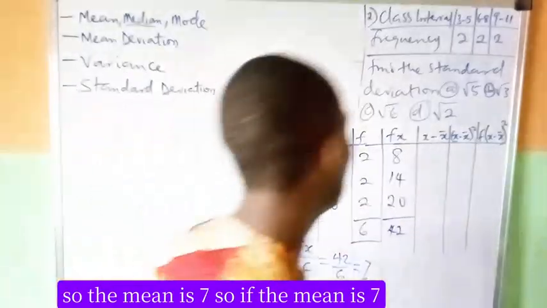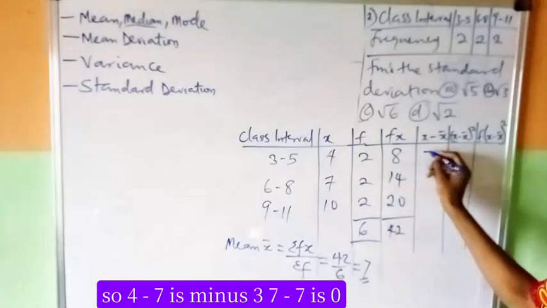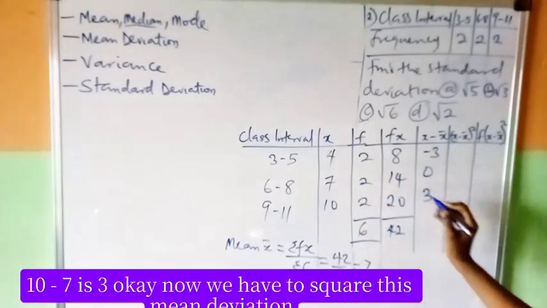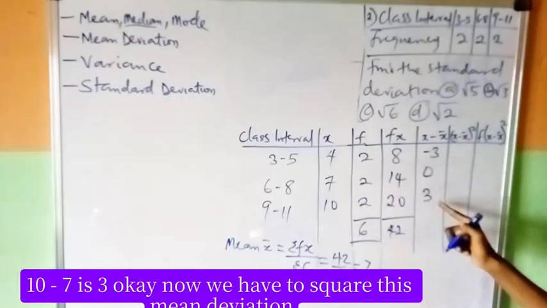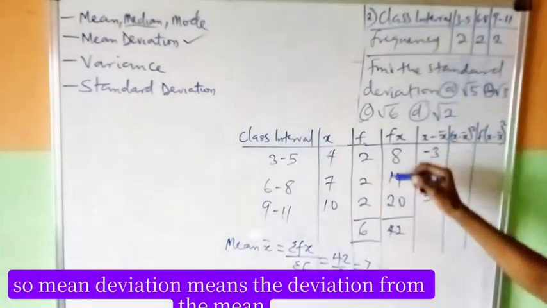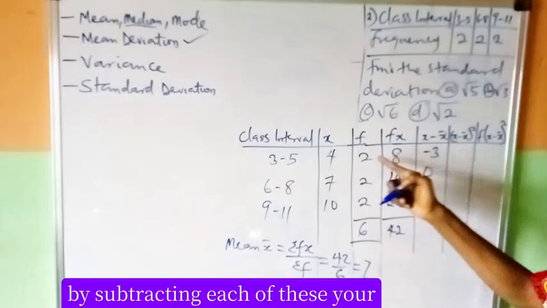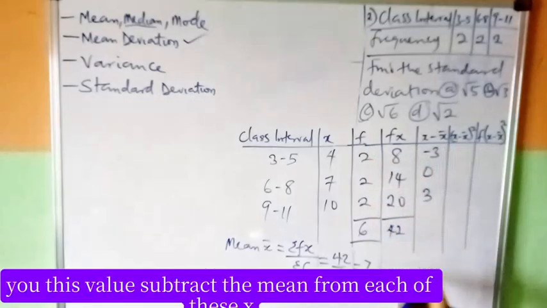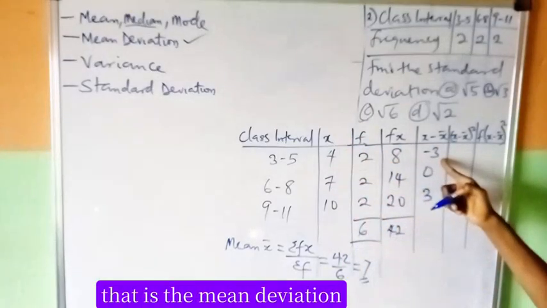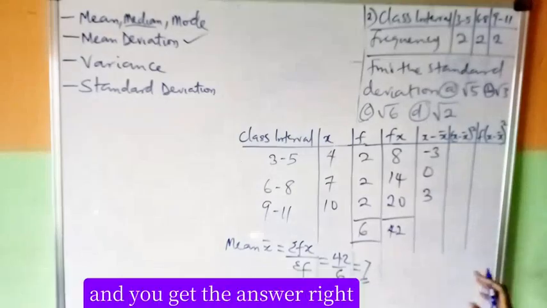So if the mean is 7, we can now proceed to x minus mean. 4 minus 7 is minus 3. 7 minus 7 is 0. 10 minus 7 is 3. Now we have to square this mean deviation. You remember I told you we'll talk about mean deviation. Mean deviation means the deviation from the mean. You subtract the mean from each of these x values, and that is the mean deviation. So if you were asked to find the mean deviation here, all you need to do is find the summation of this and you get the answer.